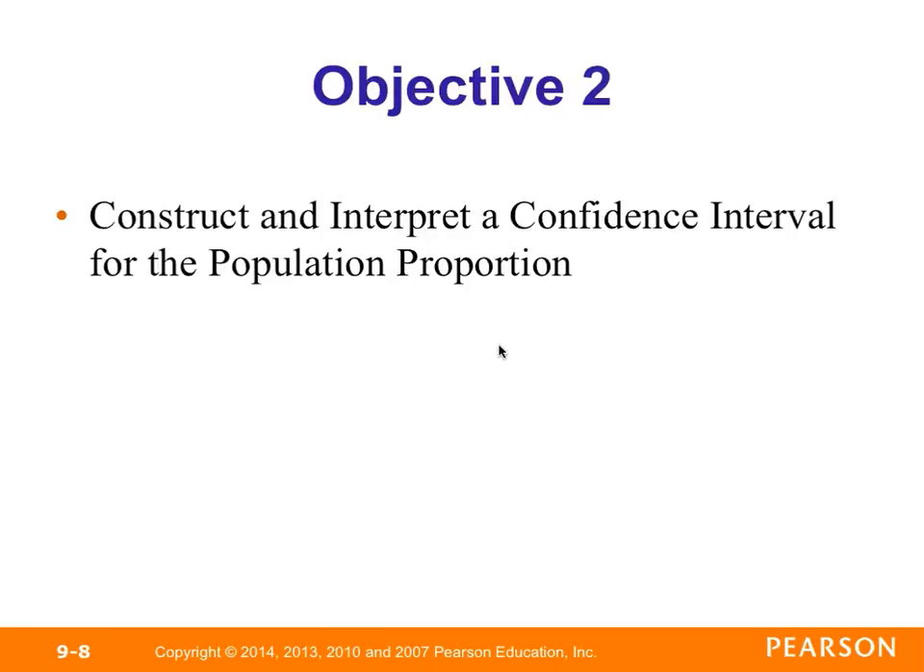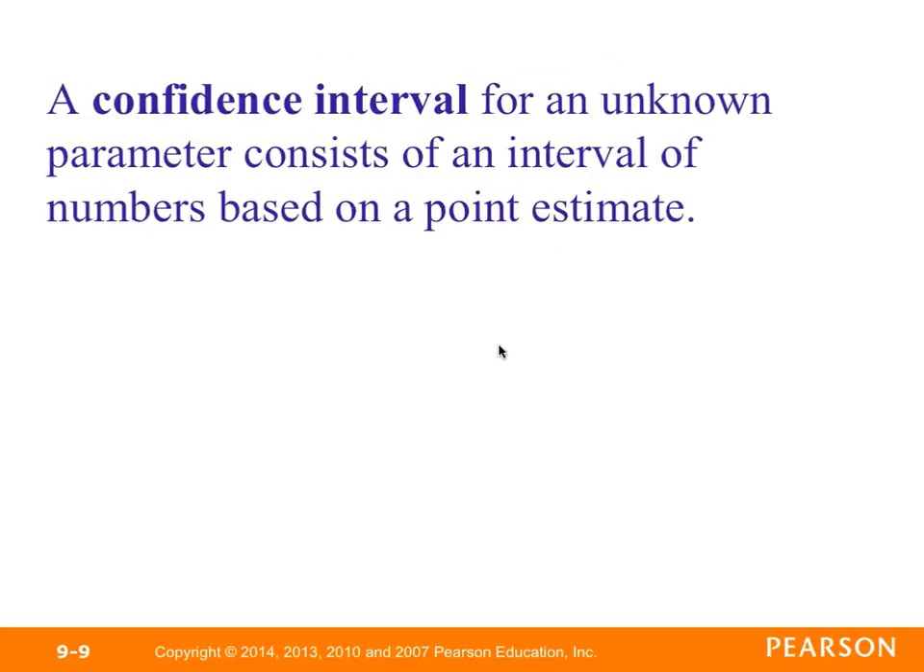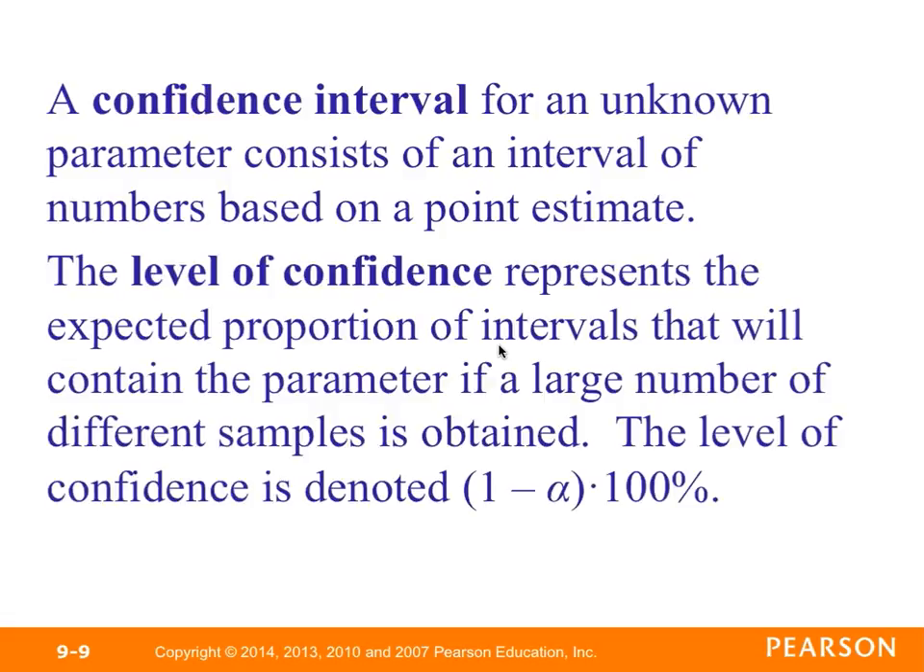Now we can use that and construct and interpret a confidence interval for the population proportion. A confidence interval for an unknown parameter just consists of an interval of numbers that is based on a point estimate. Now, the level of confidence represents the expected proportion of intervals that will contain the parameter if a large number of different samples is obtained.